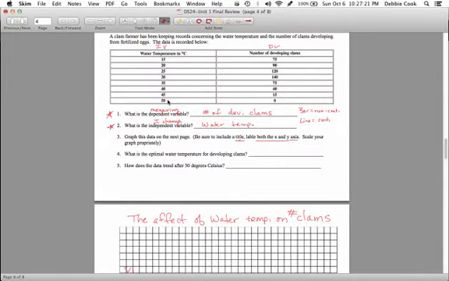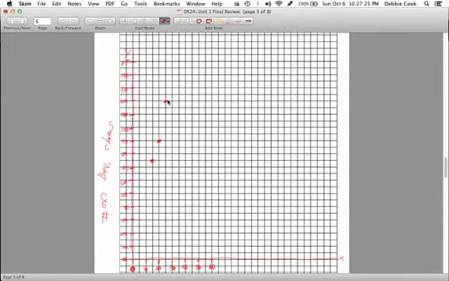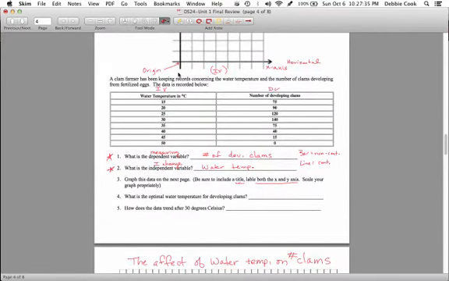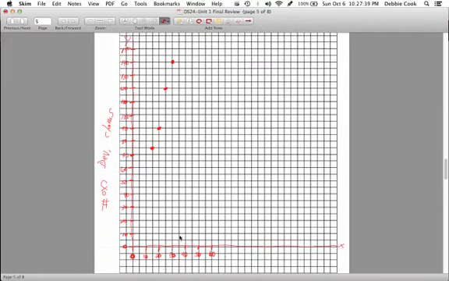And then next data point is at 30 degrees, I have 140. So at 30 degrees, I'm going to go up till I get to 140 on my graph. Here we go on my y-axis. I'm going to keep going. At 35, I have 75. So 35, I'm going to go up till I get to 75. Whoops, I've gone way past it. So at 35, I have 75. So here we go.